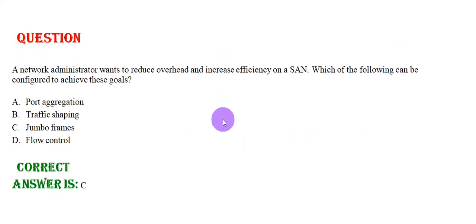The network administrator wants to reduce overhead and increase efficiency of SAN. Which of the following can be configured to achieve these goals? Option A, port aggregation. Option B, traffic shaping. Option C, jumbo frames. And option D, flow control. The correct answer is option C.